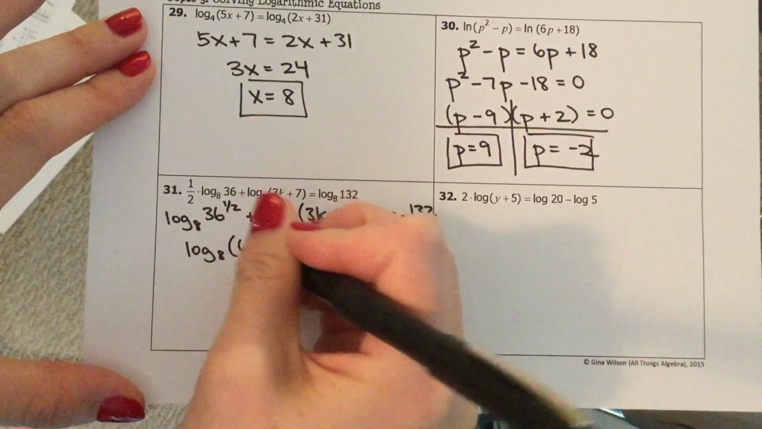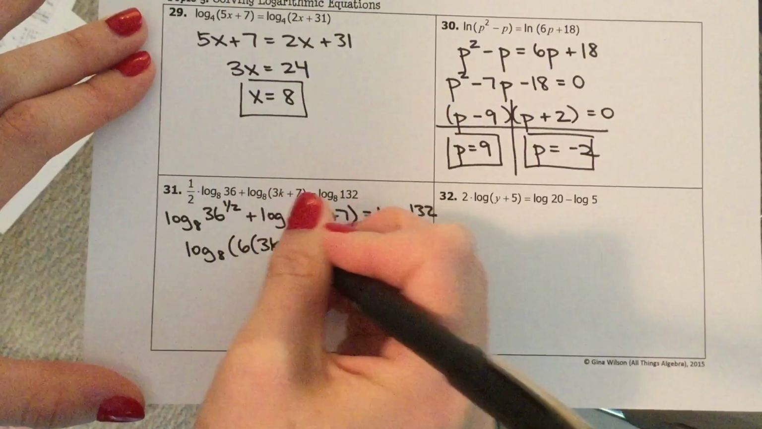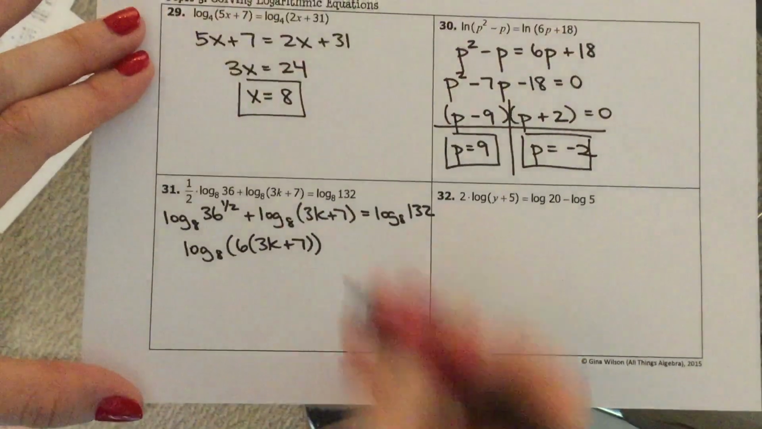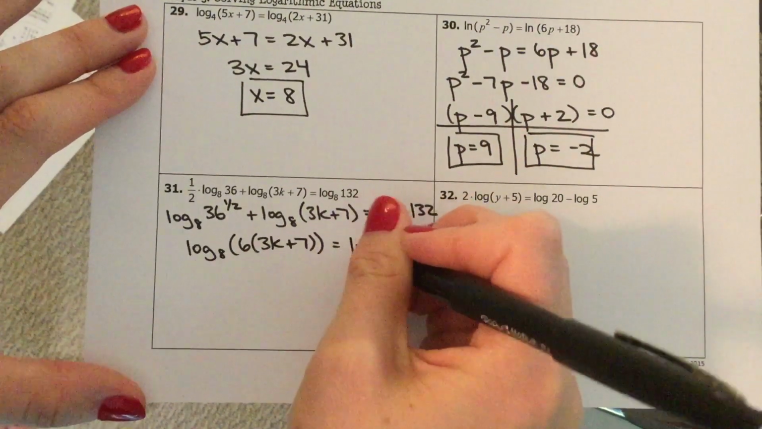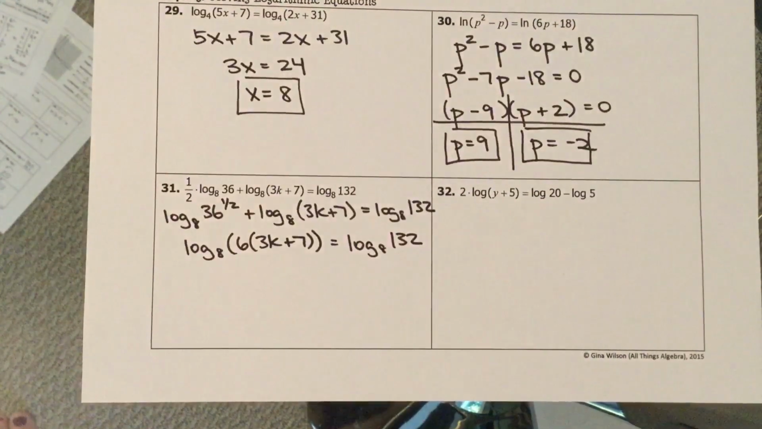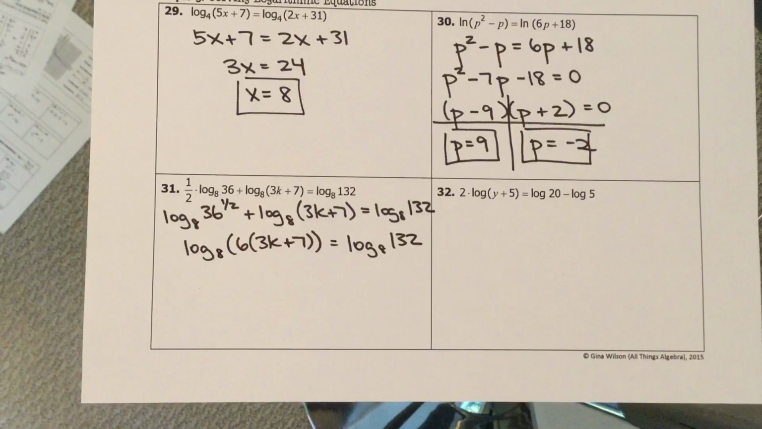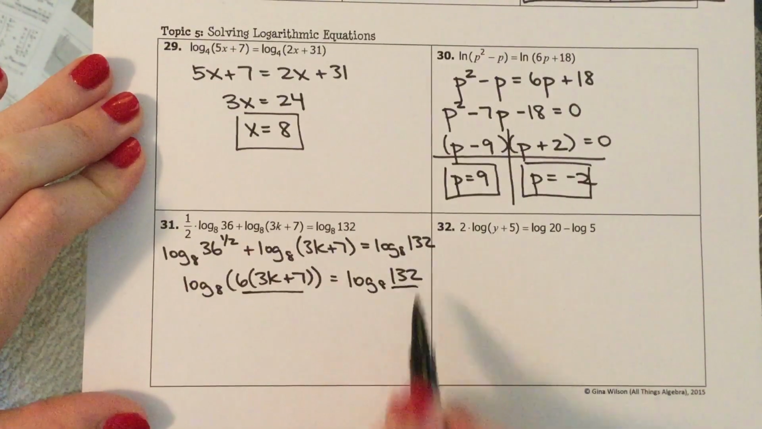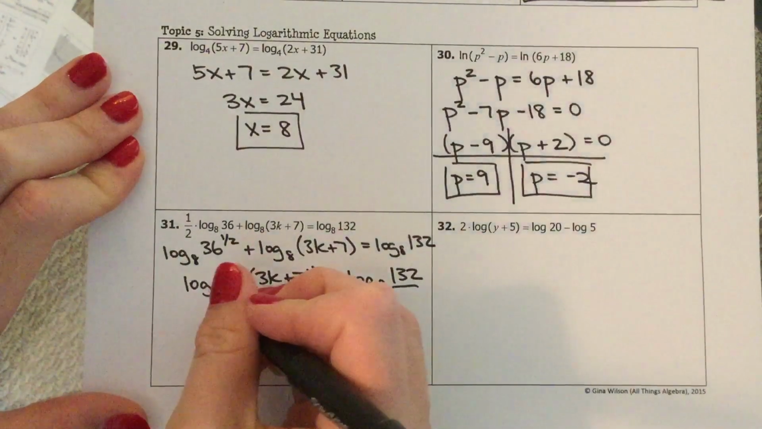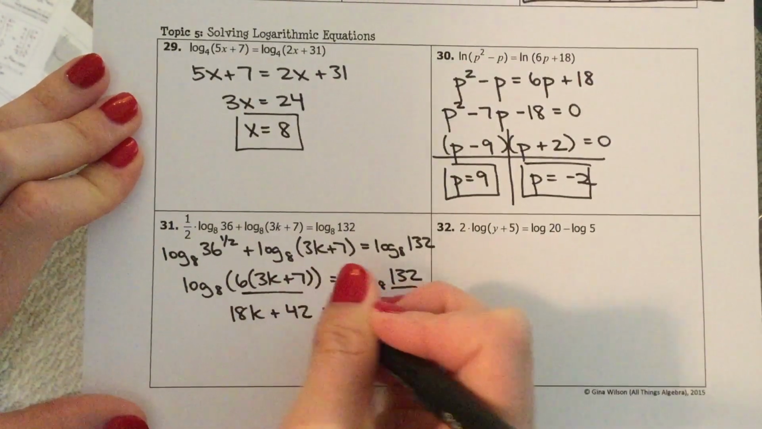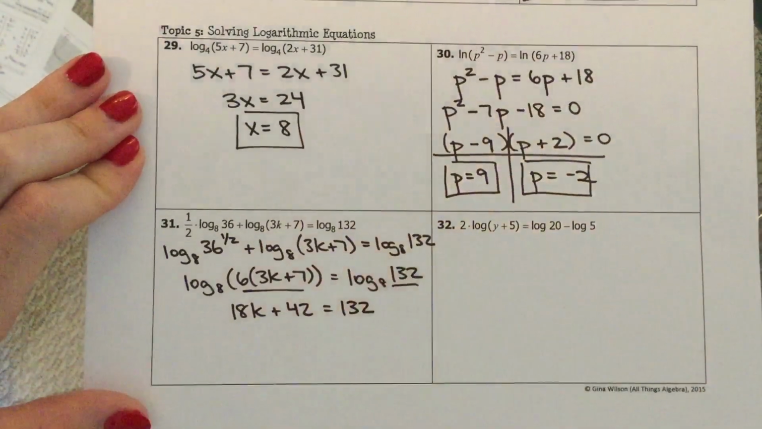So this is 6. And then my product property says I'm multiplying the inside of this times the inside of this. That's what I have right here. And now that that's done and I just have a single log on each side, that's when I can use the property that says I just set the two sides equal to each other. Okay, so when I set this equal to this, I'm also going to distribute this 6. So I have 18k plus 42 is equal to 132.